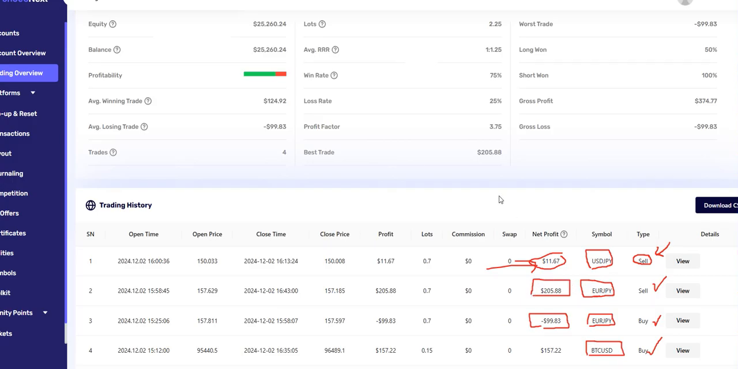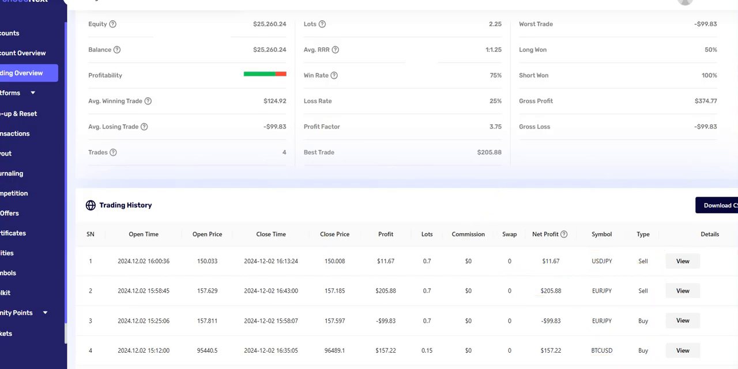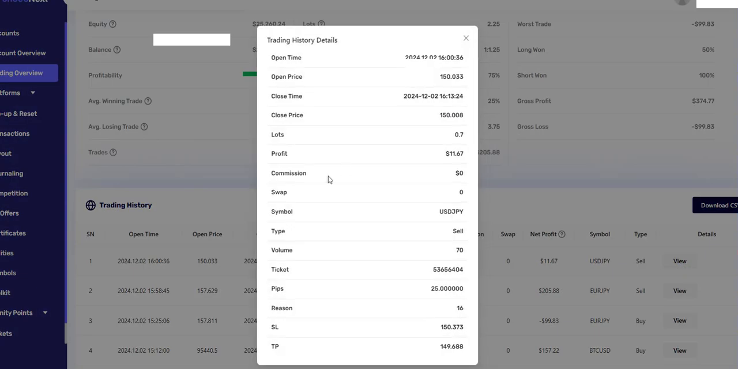Now the one thing not showing is the commission. Now there are commissions. Let me check whether I can see it. It's visible here. Okay, commission is 0. Interesting. Now Bitcoin, I know for Bitcoin there was no commission.